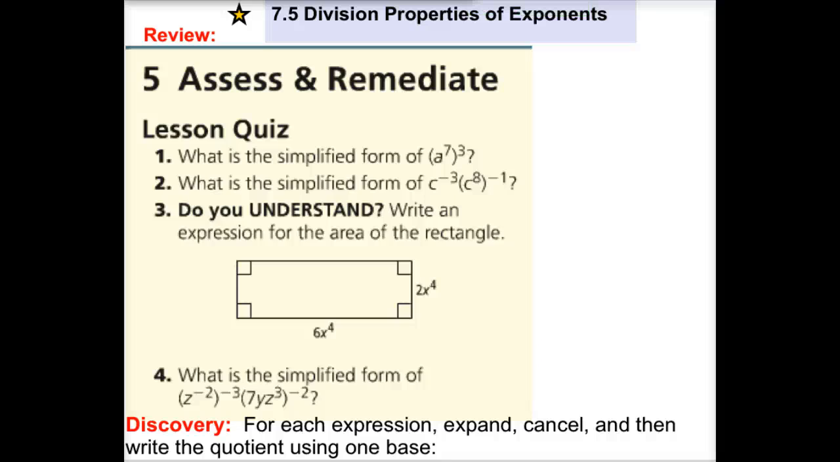In section 7.5, we're going to be working on some division properties that go with exponents. And again, for another little review, let's talk about the 5 properties we should already know. Done that a lot. We're going to commit them to memory.